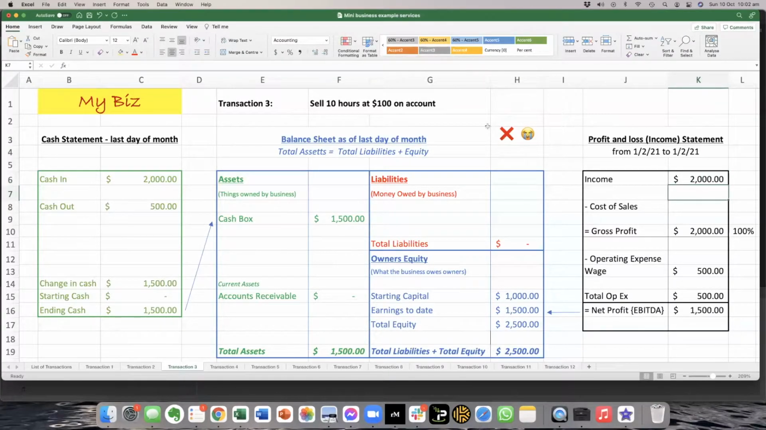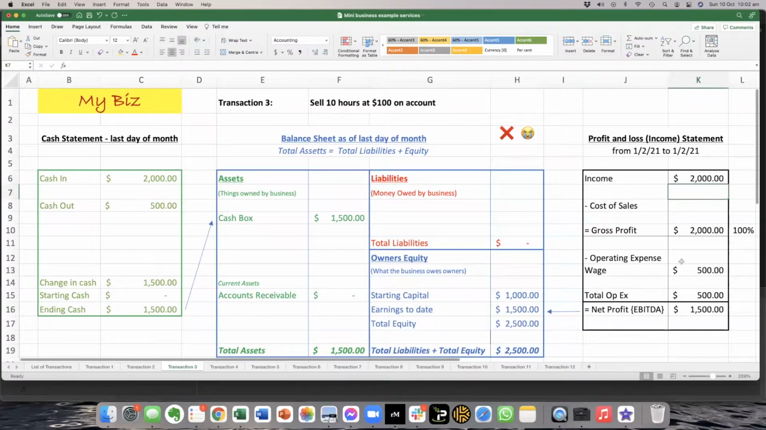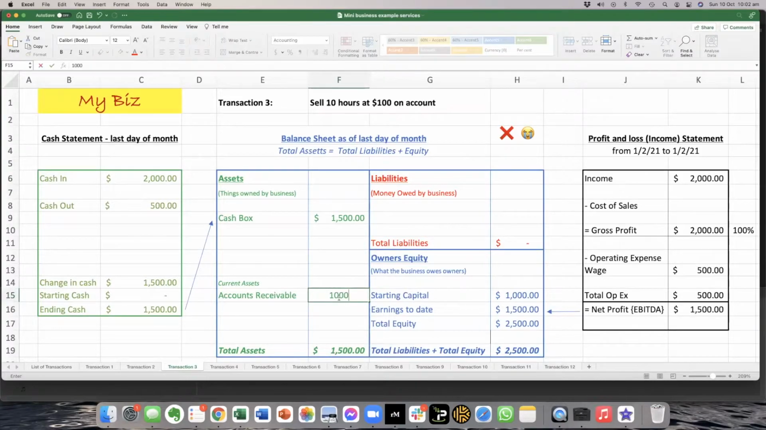And see, straight away, we've got our unhappy person here because we're not balanced anymore. Our earnings to date are out of whack. We're not also going to pay ourselves this time. So how do we get this to start to balance up? This is where the accounts receivable comes in. So back over to our balance sheet, we now have accounts receivable. So these people owe us money. So we're going to put in our $1,000 in here. And there you see, we're back to balanced again.